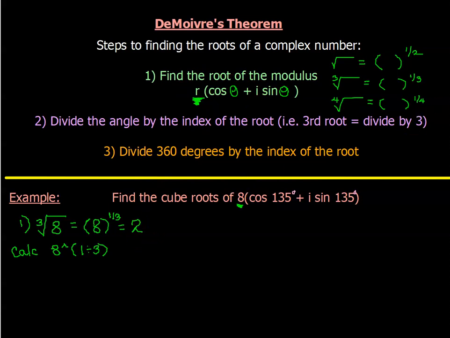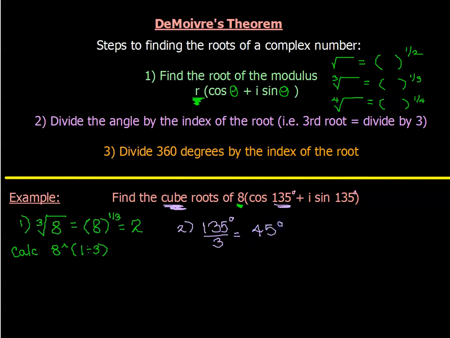And then from here, we're going to divide the angle by the index of the root. Keep in mind that the index of the root will change depending on the question. In this case, they're asking for the cube root, which means we're going to divide the angle by 3. If it says fourth root, you'll divide by 4, but since it says cube roots, we're dividing by 3. 135 divided by 3 gives me 45 degrees.